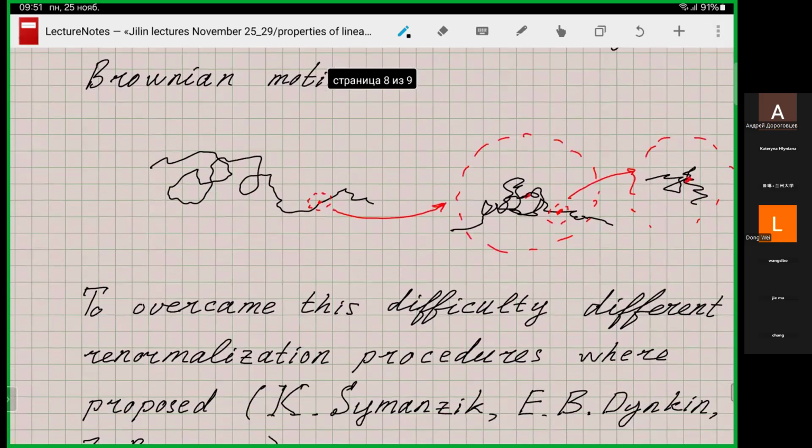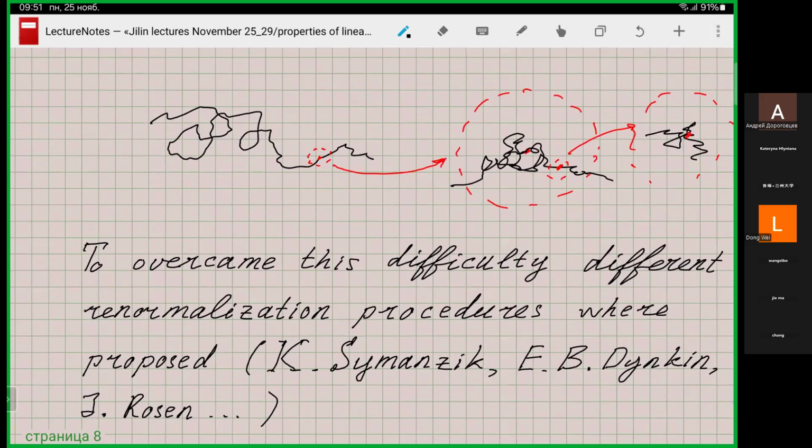And it was done, I must say, in very different ways by a lot of people. Let us mention Klaus Symanzik, Evgeny Dynkin, J. Rosen. Symanzik did this from the necessities of Euclidean quantum field theory. Dynkin proposed a very interesting procedure, which we will consider later, devoted not only to double self-intersection but to self-intersection of any multiplicity. J. Rosen discussed renormalization for self-intersection not only for linear processes but for stable processes and so on.